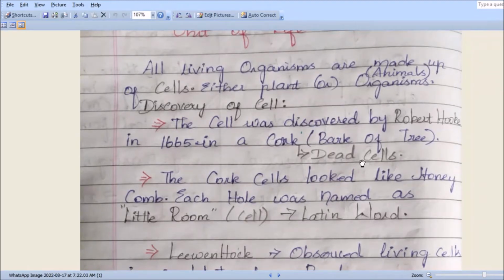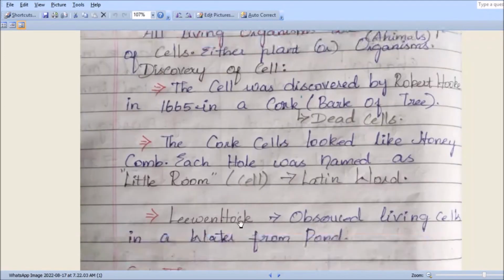While seeing that, he observed a honeycomb-like structure. What is the shape of a honeycomb? It is a hexagonal shape. But when you see a honeycomb from the top, you will observe a little room-like structure, am I right? You will see a minute room. The same thing he observed. And the Latin word for cell is cellula. I didn't mention it here, but you should know this. The Latin word for cell is cellula, and from that the word cell is derived.